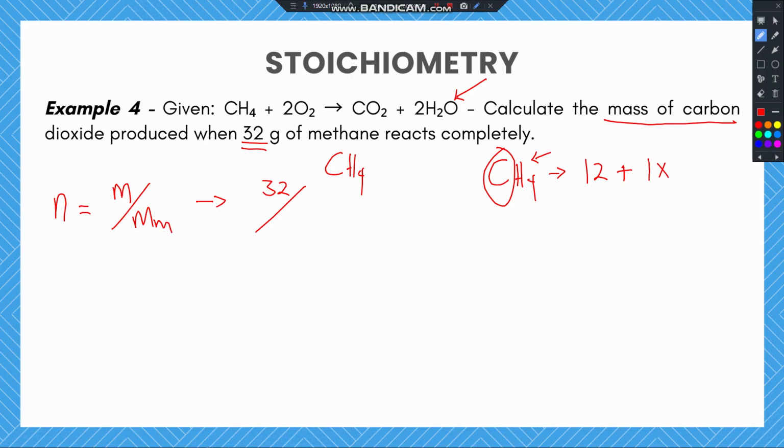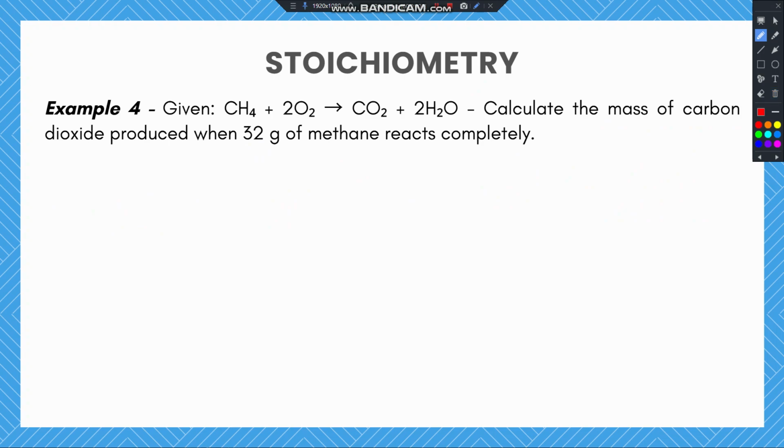1 times the number of the subscript, which is 4, the number of atoms. So we have 12 plus 4, which is 16. So we have 32 divided by 16, which is 2 moles. So what this simply means is that we've converted this 32 grams of methane to become 2 moles of methane. That's step number 1.